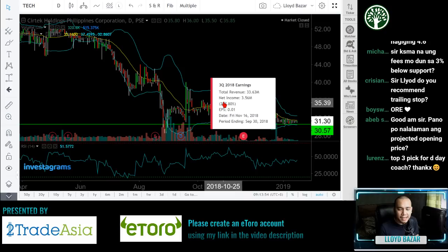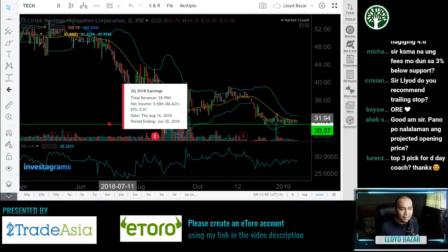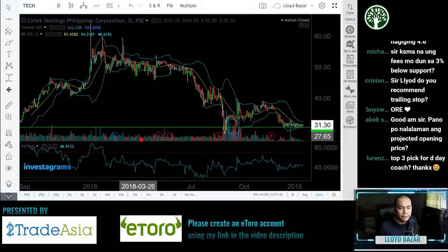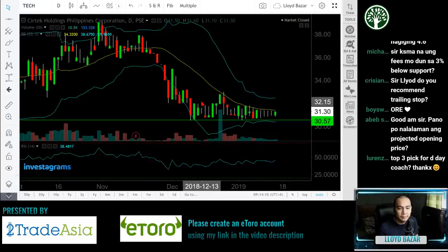Ang ganda ng performance ni Tech this year. Positive 207%. Second quarter, positive 86%. First quarter, positive 14%. Annual earnings, medyo negative lang annual nila. But yeah, it's been doing well for this year. Right? So, Tech is giving us good numbers now. So, that's a good recovery for the company. Volume is starting to pick up at that level.